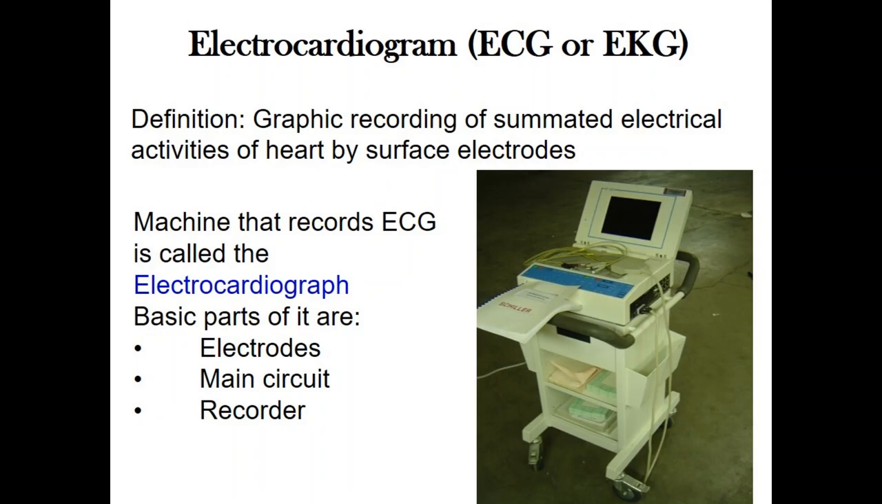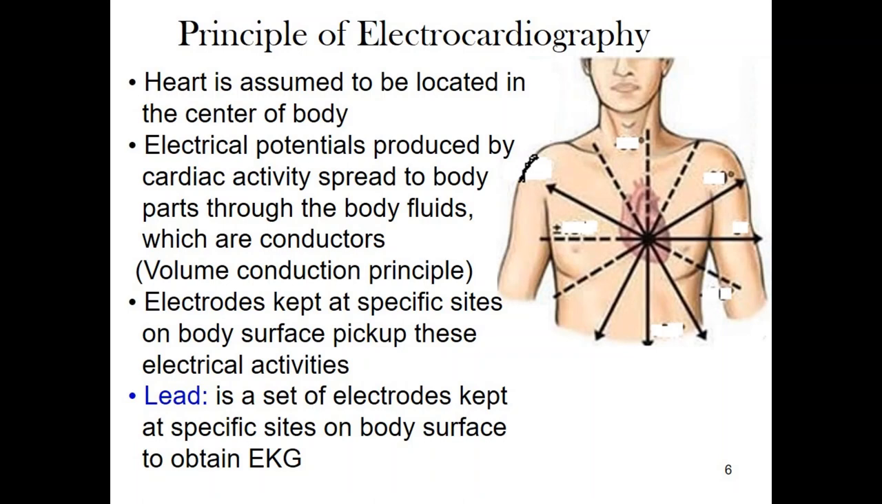The machine that records the ECG is called an electrocardiograph. This is one of the methods. The basic parts are electrodes, which are used as leads, the main circuit which is inside the machine, and a recorder, which is in the form of a paper which is running. The record is made on the running paper, which is run at a particular speed, which we'll see later. There's an ink recorder which records the events. So the electrical activity from the body is fed through the leads into the machine. These are the basic parts of the ECG.